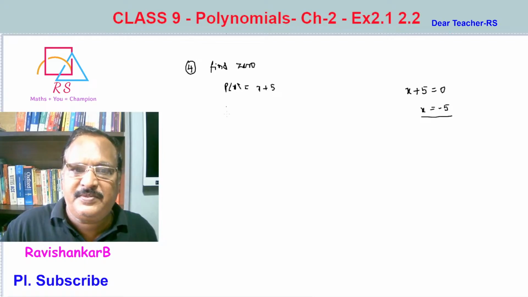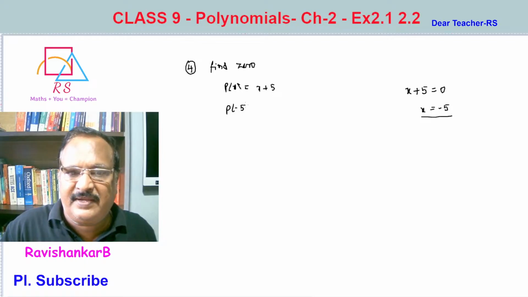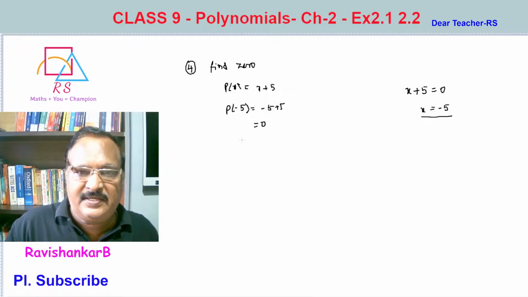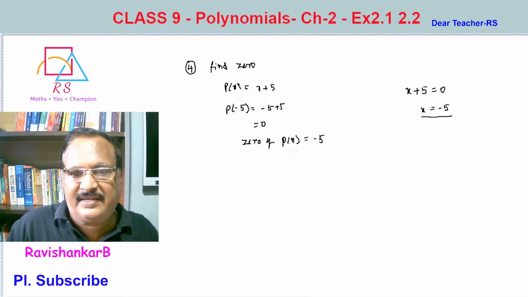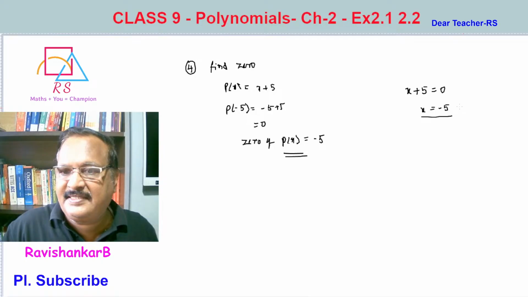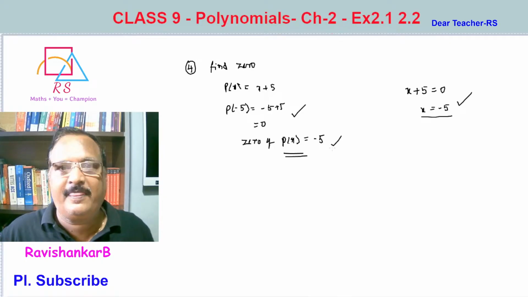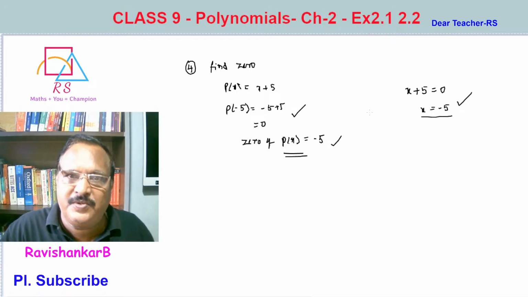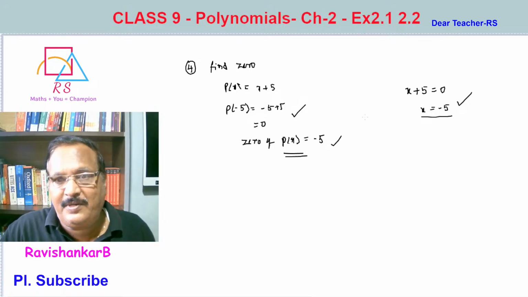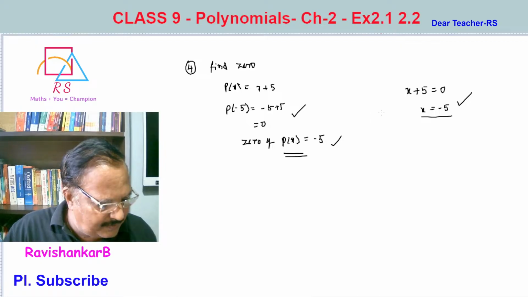So you just check it out: p of minus 5. Minus 5 plus 5 is 0. Therefore the zero of p of x is equal to minus 5. This is the working for us, this is the verification, and this is the answer. You just equate it to 0 and find the value of the variable. All are linear polynomials only.